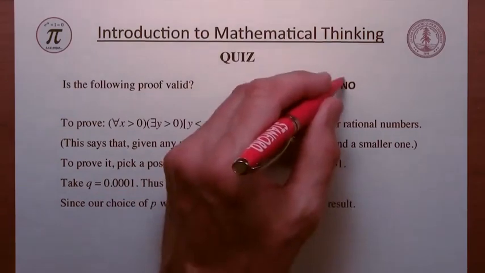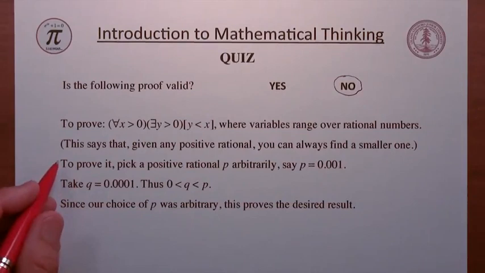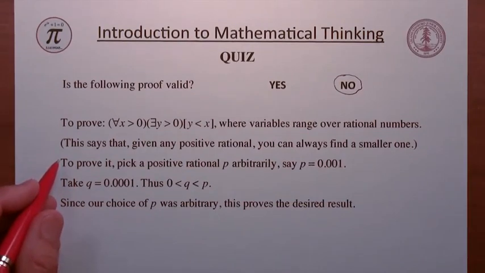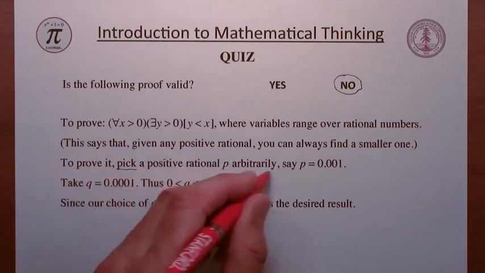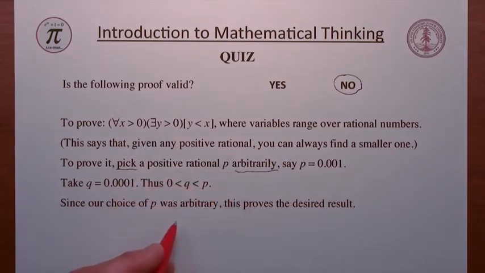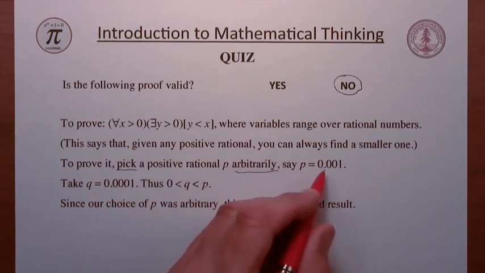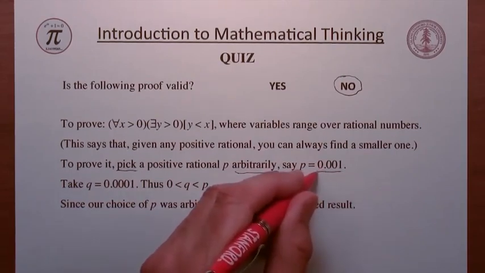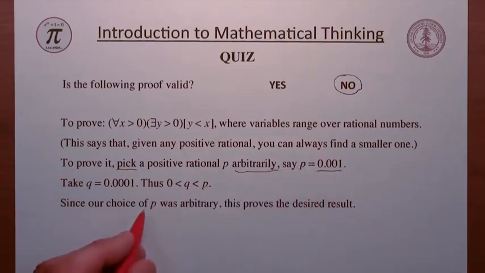Well, the correct answer is no. This is not a valid proof. The point is, picking a positive rational p arbitrarily is not the same as letting p be arbitrary. The choice of p may indeed be arbitrary, but once you've made it, you've got a specific p. And we've even said what it is. That's actually different from saying let p be arbitrary.